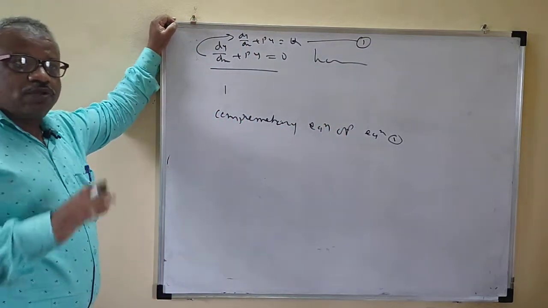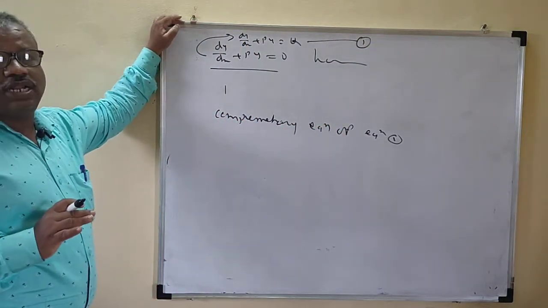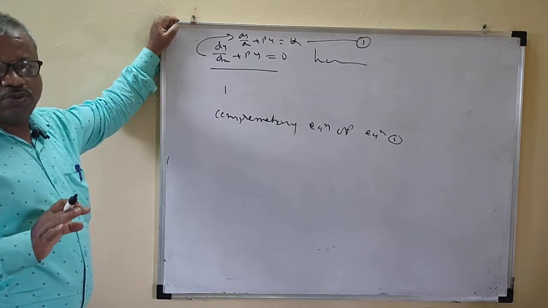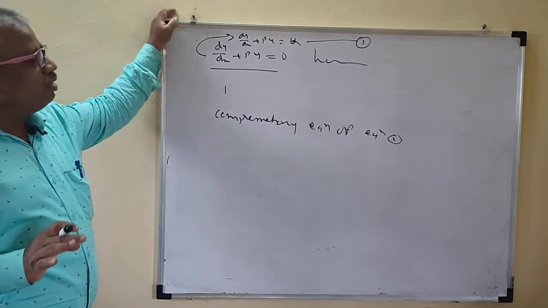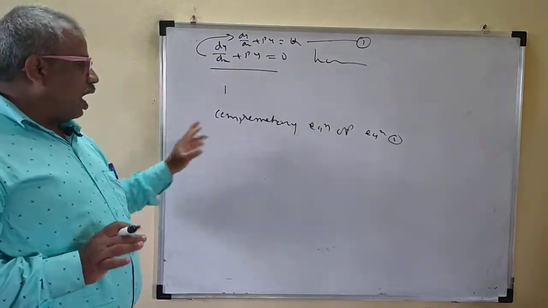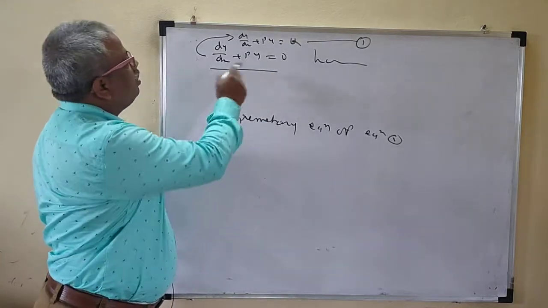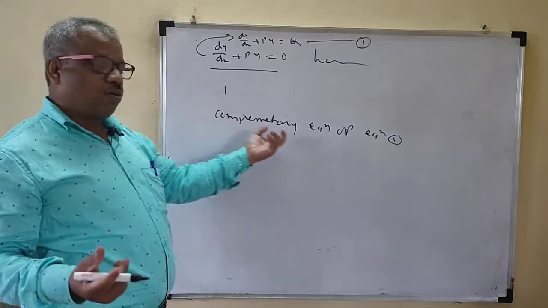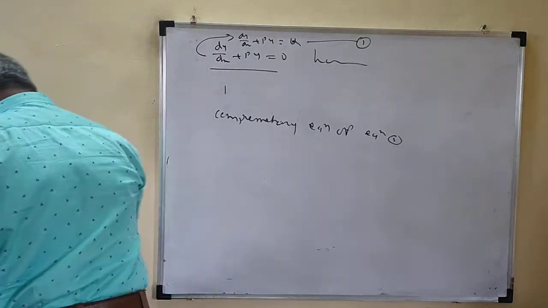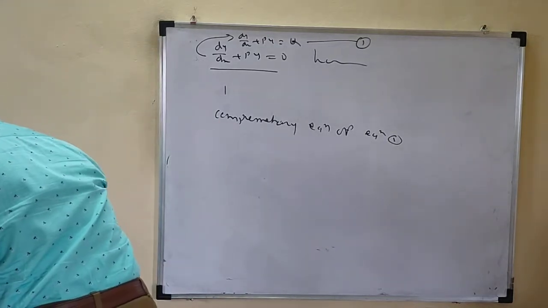That means you have to make this non-homogeneous differential equation homogeneous. For that, I only have to assume that q is equal to 0. And the solution of this differential equation is called the general solution of the complementary equation. Okay, so we will do some problems on it.